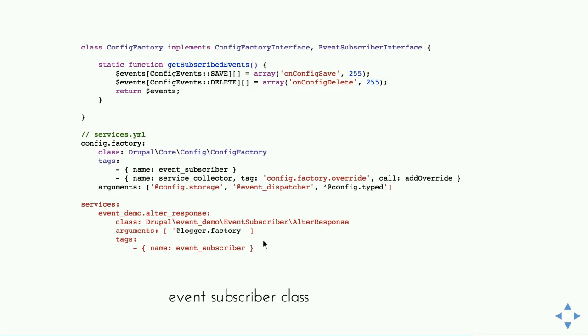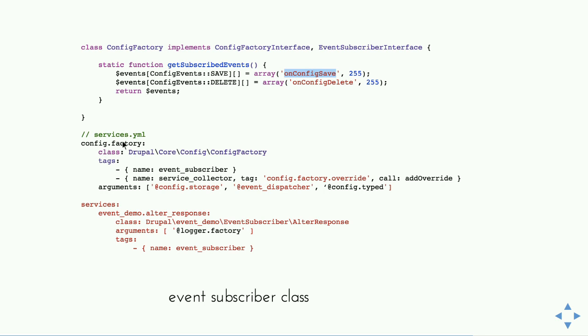This is from the core config factory class, how core is subscribing to events. Basically, define your class and implement the get subscribed events method. Define the array of events and corresponding method names with corresponding priorities that you want to listen to your events with, and then return the same information. And then you would obviously have the definition of these methods as well.